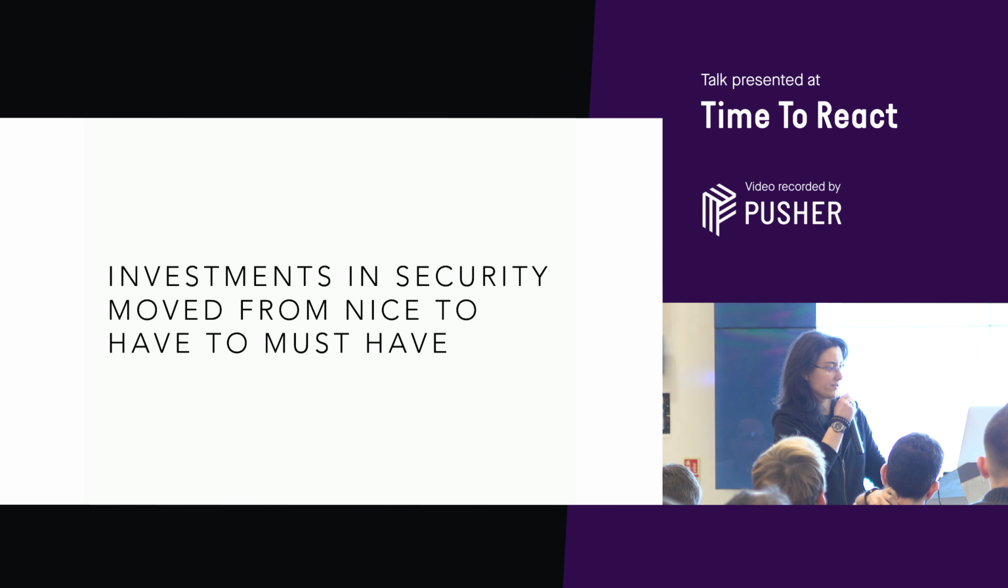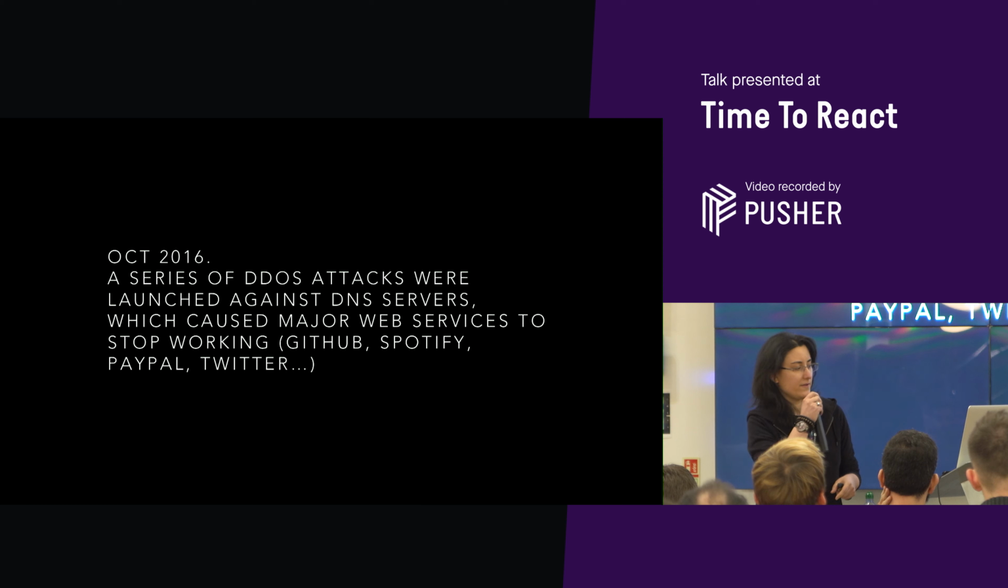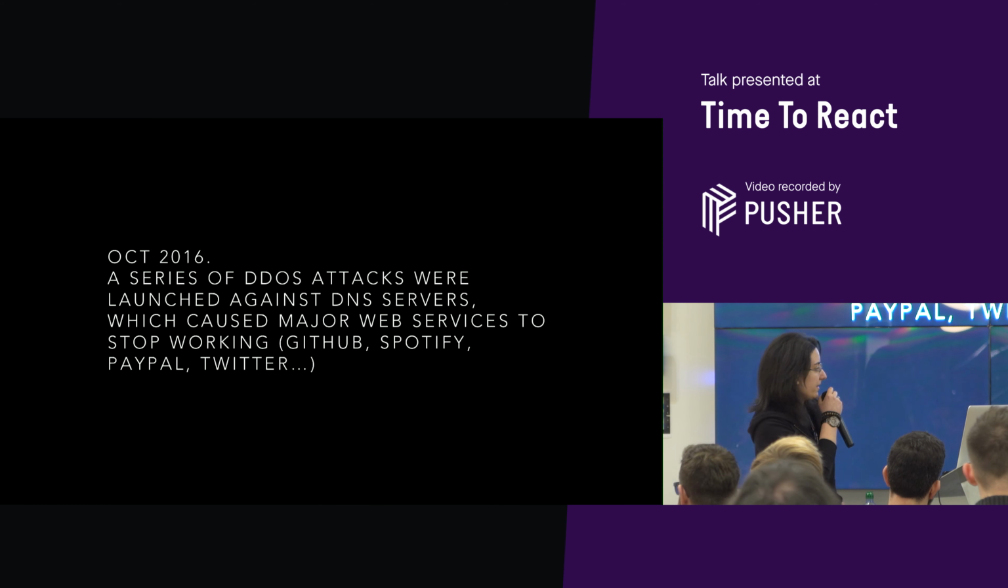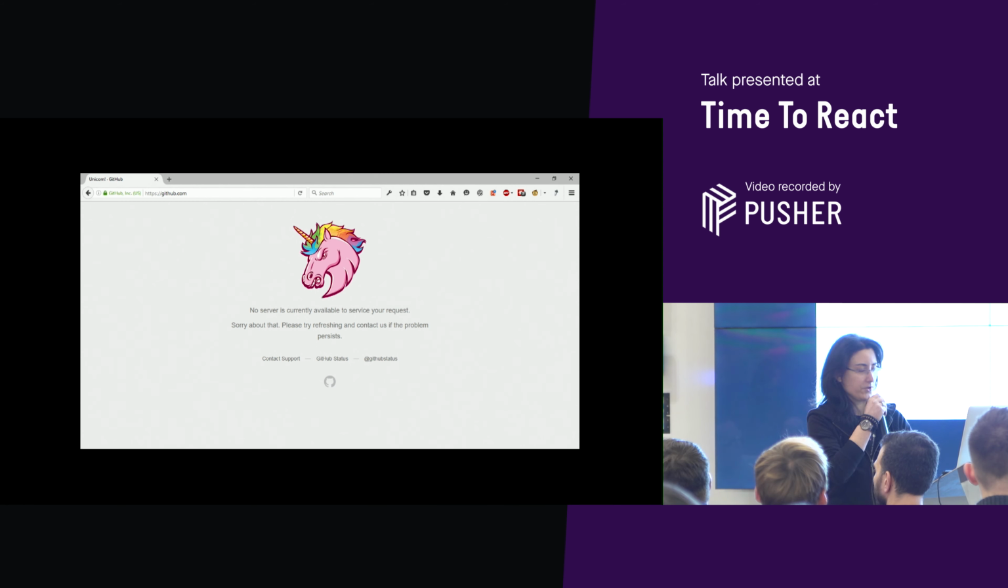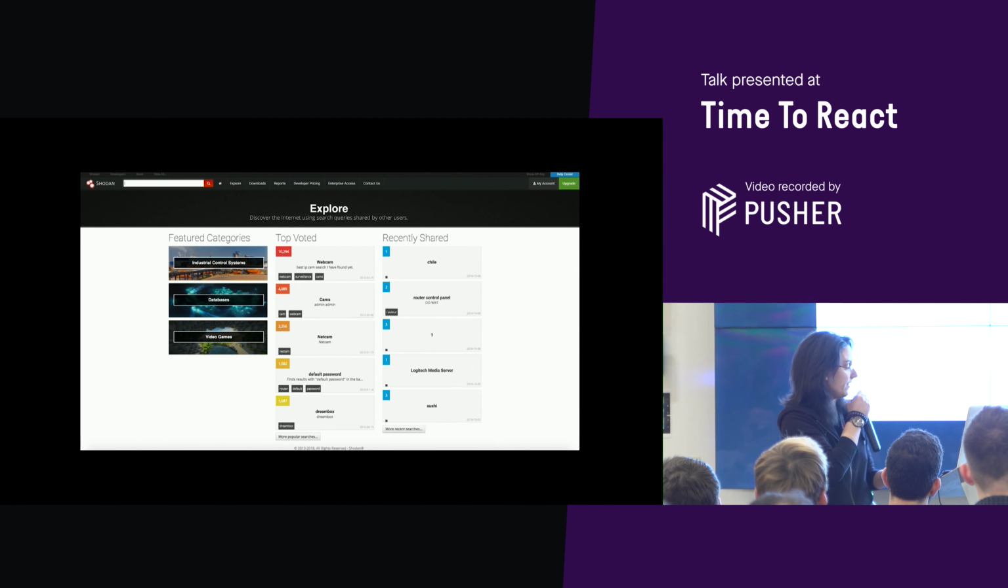So for example, in October 2016, there was a series of DDoS attacks launched against DNS servers, which caused major disruptions on several websites, like GitHub, Spotify, PayPal, Twitter. And you could actually see the little unicorn of GitHub. So how is this possible, actually?